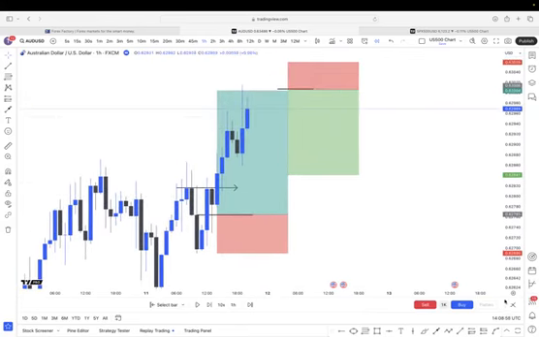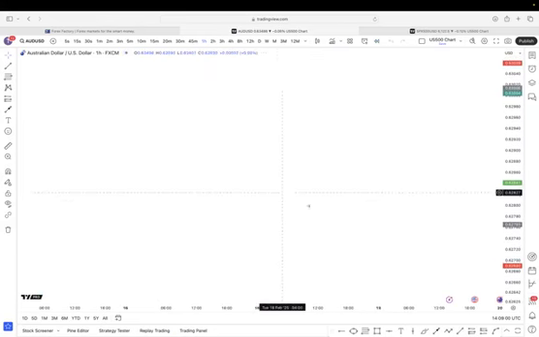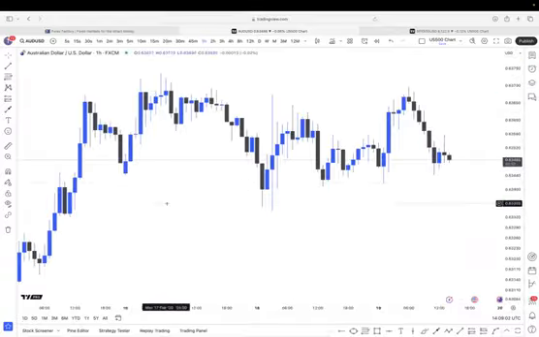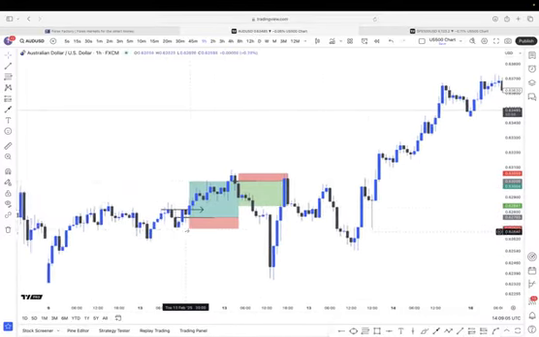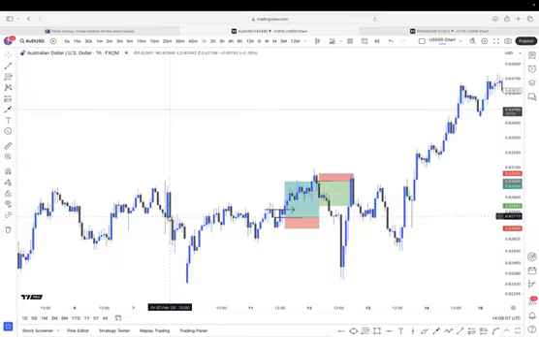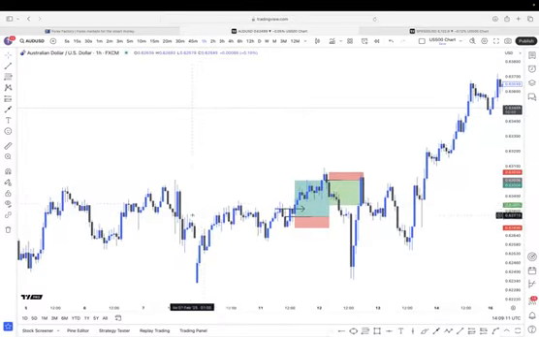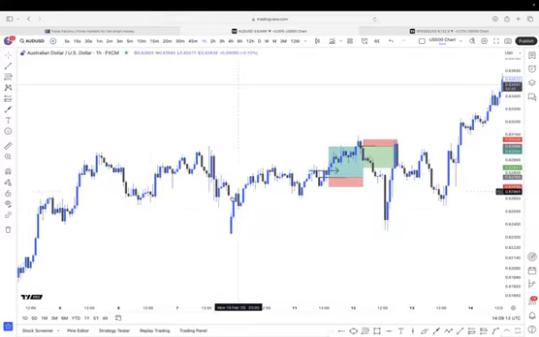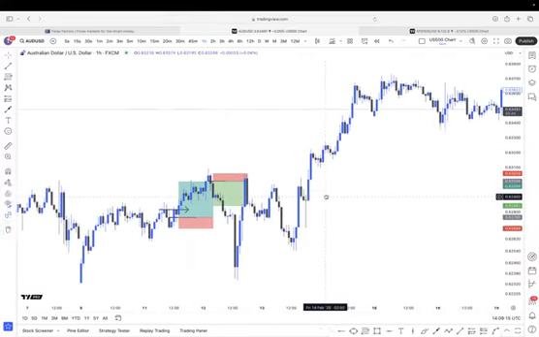So just go to a random chart. It doesn't matter which chart you go to, a completely random chart, mark out all of the order blocks, mark out how many times they get respected, how many times they get violated. And you will be pleasantly surprised, I believe, with how powerful these order blocks are.